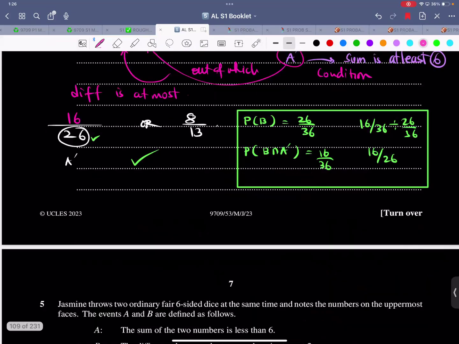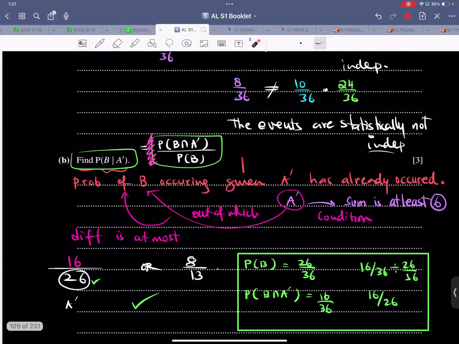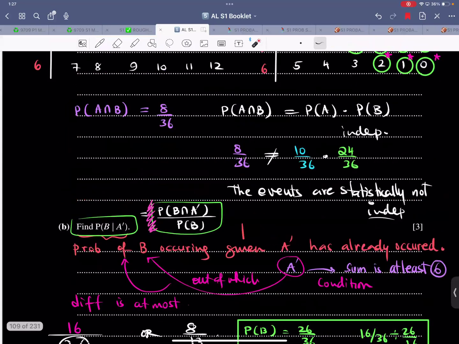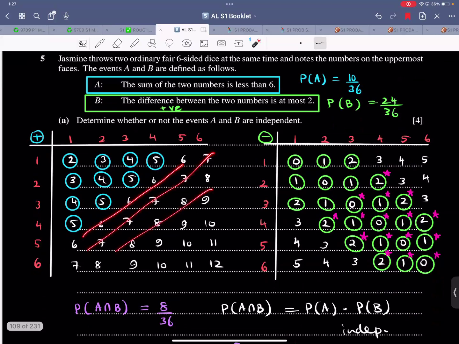Now, in this context, let's look at the solution. First of all, I have written this thing over here. Probability of B intersection A complement divided by probability of B. The next thing, that is A is what? A is the sum of the 2 numbers is less than 6. So what is A complement? It's greater than or equal to 6. That means it is at least 6. So that is all these possibilities. That's right over here. If this is 10 over 36, this is 24 over 36. That is the first thing.